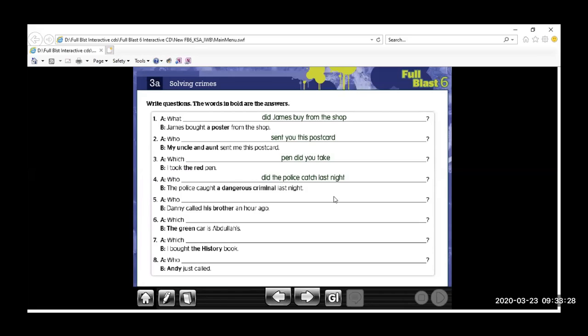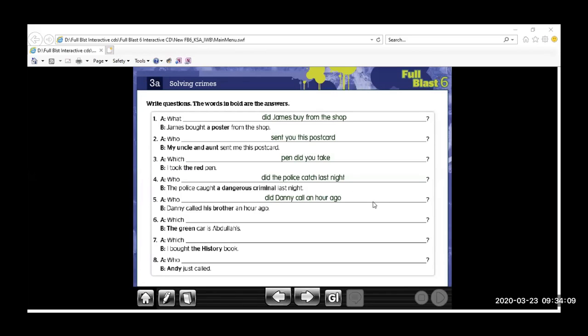Raise hands if you want to answer number 5. Nasser Al-Mishali. Nasser, number 5. Make a question. Did Danny call an hour ago? Well done. Now you ask about people. Use who. Past simple, we use did. Who did Danny call? Verb 1. An hour ago. Thanks, Nasser. Well done.